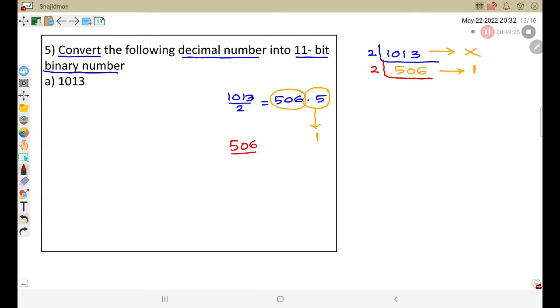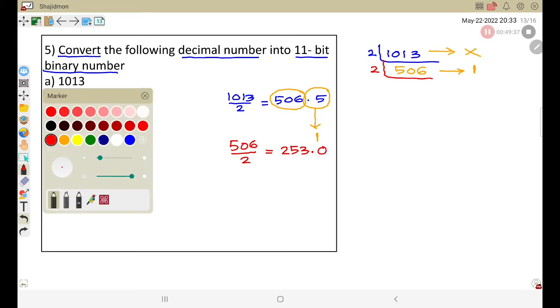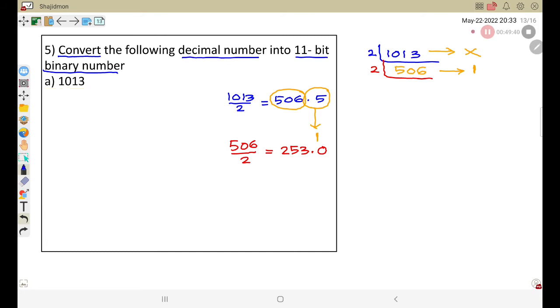Now again divide this number by 2. 506 divide 2. What is the number? 253. Correct? 253 means 253.0. There is no decimal part, fraction part. Okay. So how to write that number? 253 times correctly going. So 253 I can write here. What will be the remainder? 0 means we need to write 0 as the remainder. Okay, so we can write 0. I hope you understood the conversion. Now continue up to the end.